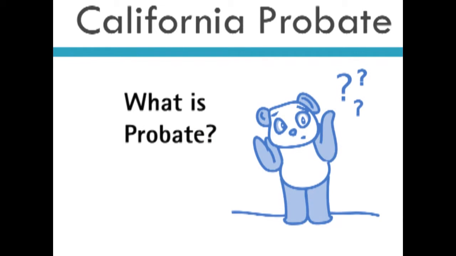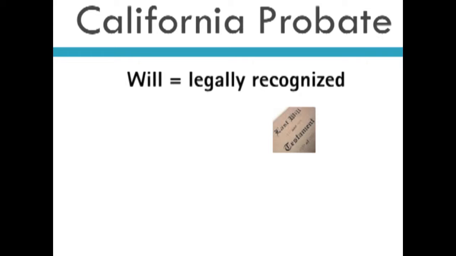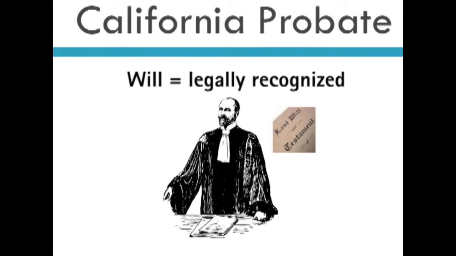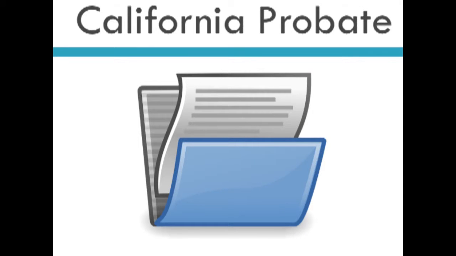What is probate? Probate is the process where a will is registered in a state court and proved to be valid. Once a will is legally recognized by the court, then the estate can be distributed to your beneficiaries. The California probate process can be broken down into 6 basic steps.